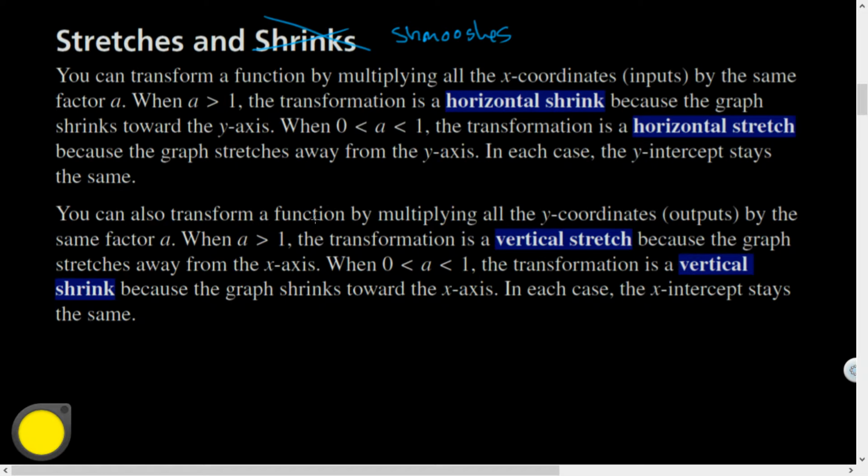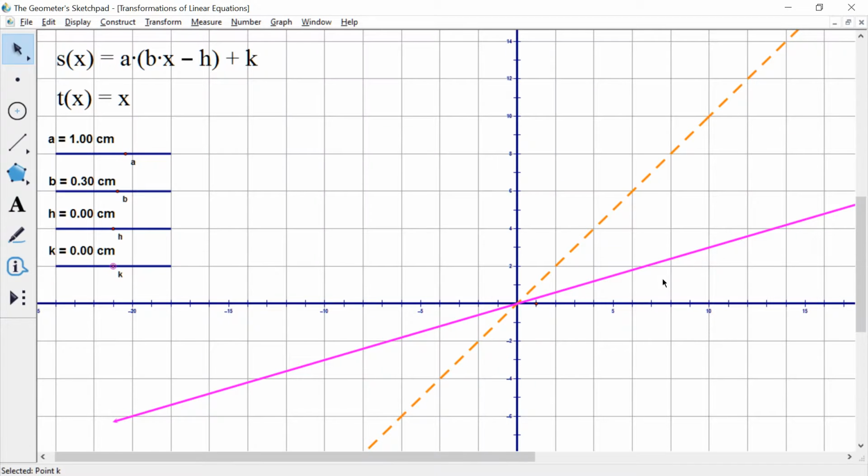Technique, Squidward, technique. You can also transform a function by multiplying all the y-coordinates or outputs by the same factor of a. When a is bigger than 1, it's a vertical stretch. When a is less than 1 or bigger than 0, the transformation is a vertical shrink.